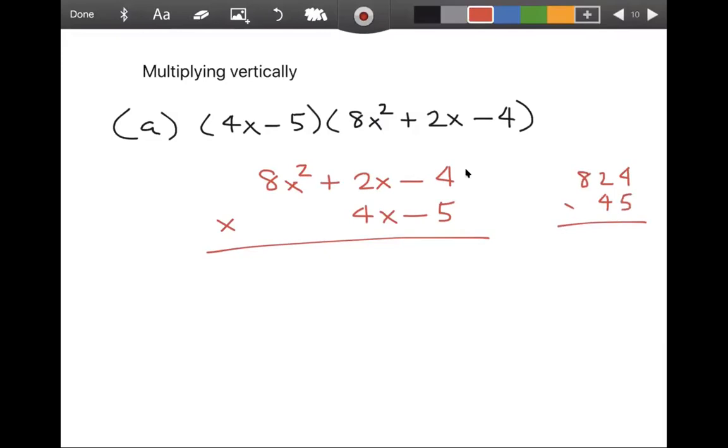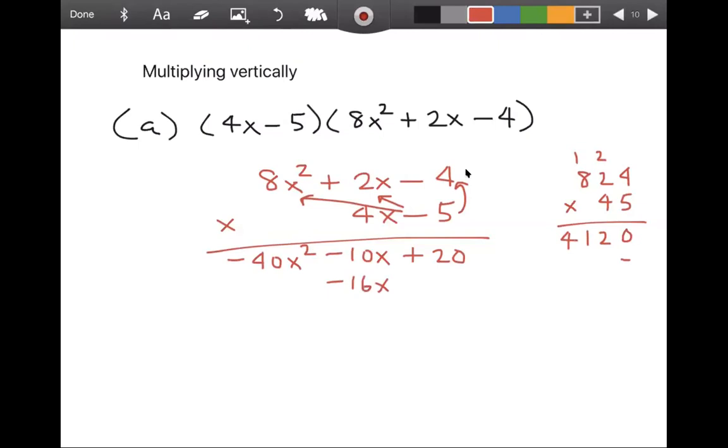When you do that multiplication, you start with the 5. So I'm going to start with minus 5. Minus 5 times minus 4 is plus 20. Minus 5 times 2x is minus 10x. Minus 5 times 8x squared is minus 40x squared. And then, just like when you're multiplying numbers, when I go to the 4, I'm going to leave a space here. So 4x times minus 4 is minus 16x, and I'm going to write that here.